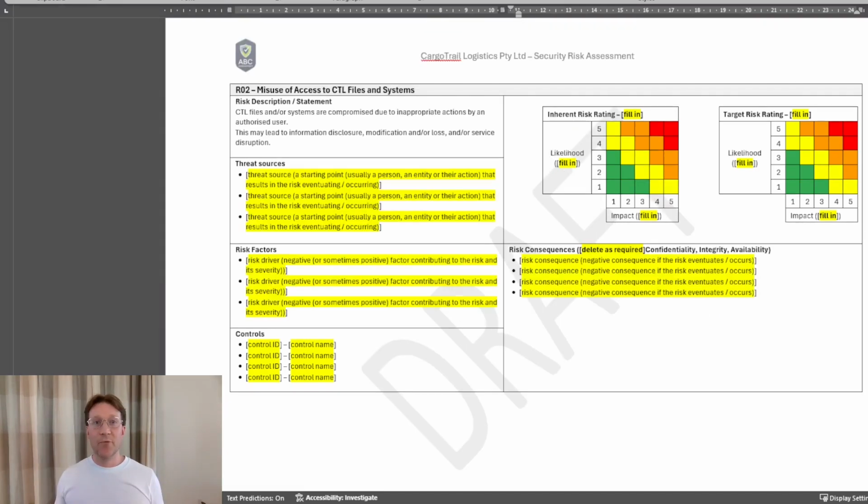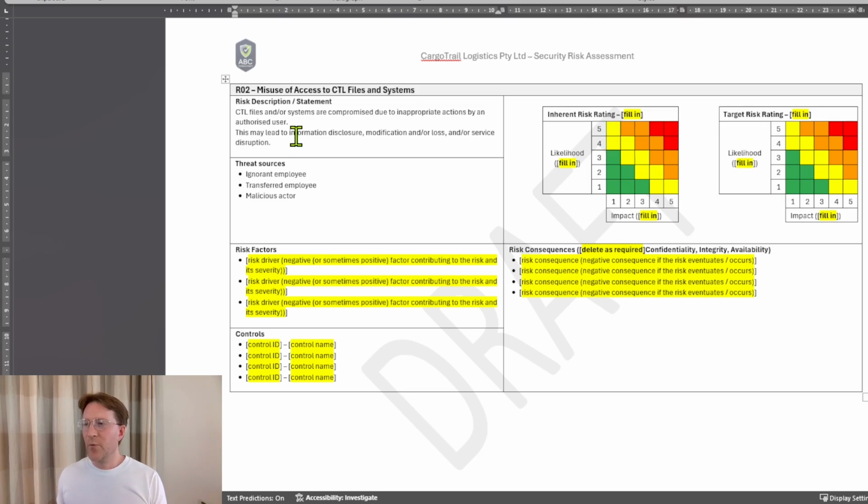If we move on then to risk two, misuse of access to CTL files and systems, similar to unauthorized access, we may have attacks on confidentiality, integrity, and availability. Because previously with unauthorized access, it was about someone who should not be able to access something, does have access, and then what can they do? In this case, we're turning that around a little bit and saying, we know someone has access to something and they should have access to it, but it's about them using that access correctly for the right reasons.